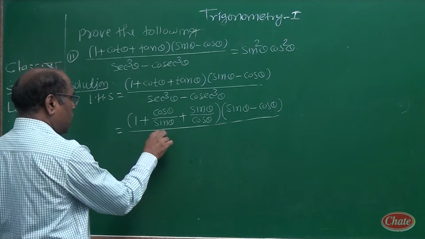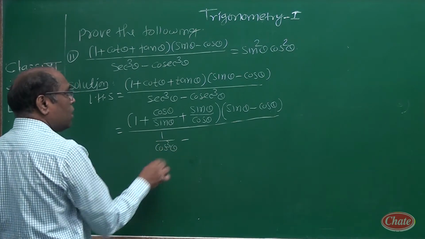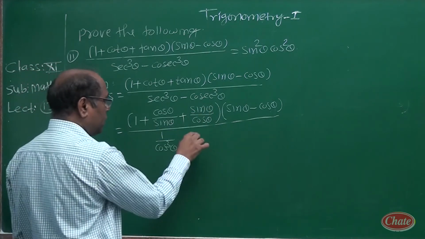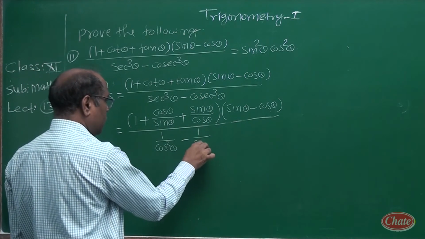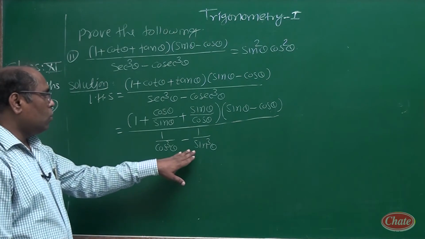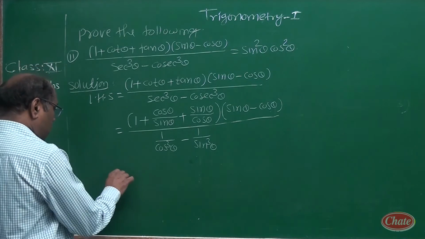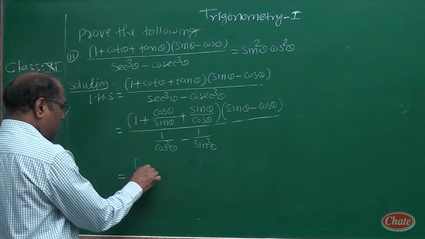which can be written as 1 upon cos cube theta, minus cosec cube theta, which means 1 upon sin cube theta. So that is equal to 1 plus.